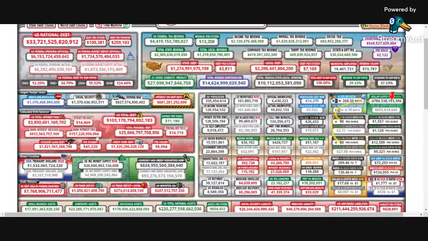And then we have the personal debts, bank interest received, bank interest paid, $25 trillion personal debt. The US national debt is much more than what the people who live in it owe. They only owe 25 trillion. That's also bad. But personal debt per citizen, not family, is $74,715.